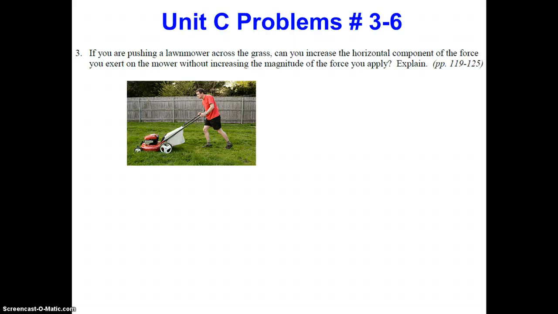Welcome to the solutions to the Regents Physics Statics problem set, problems 3 and 4.